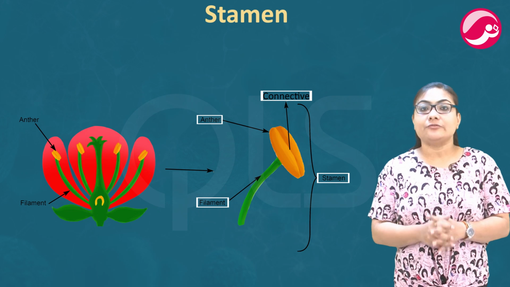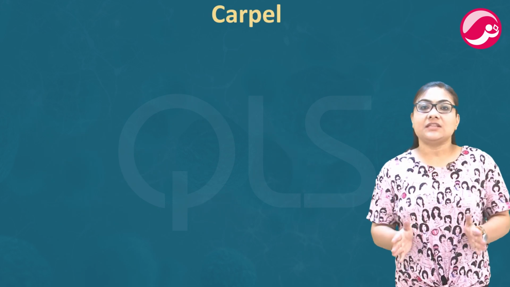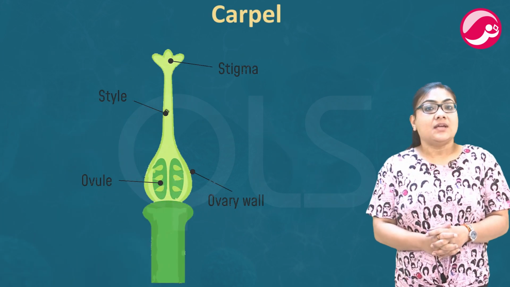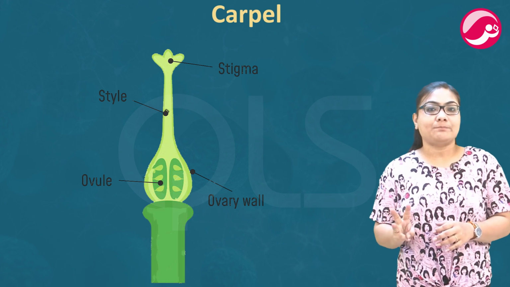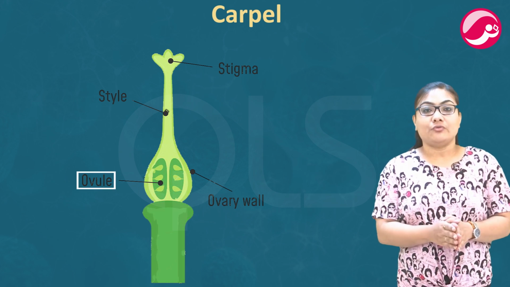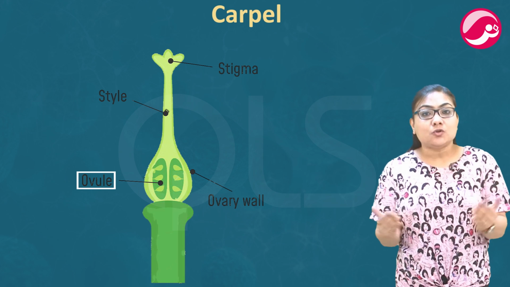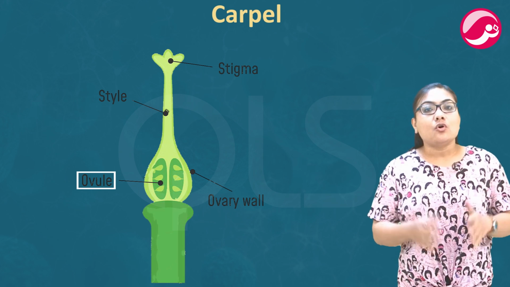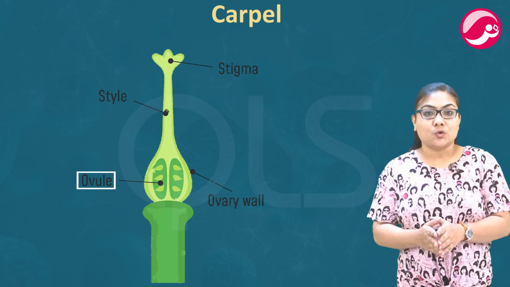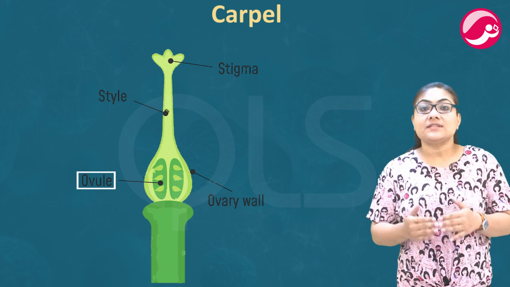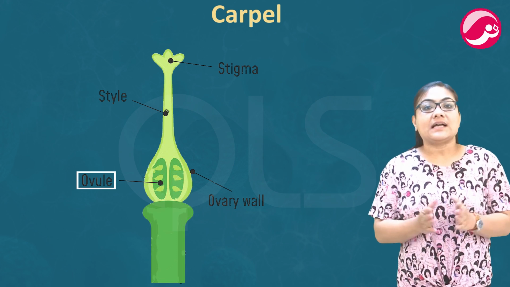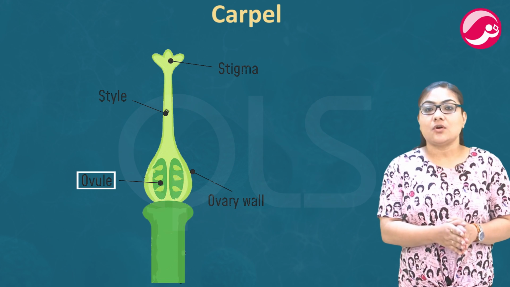Now next talk about female reproductive structure in a flower, that is carpel. Now carpel also has three important parts in a flower. First is the ovary. Ovary is the basal enclosed part of carpel. Ovarian cavity is termed as locule and which encloses ovule in it. Ovules are attached to the cushion-like structures called as placenta.